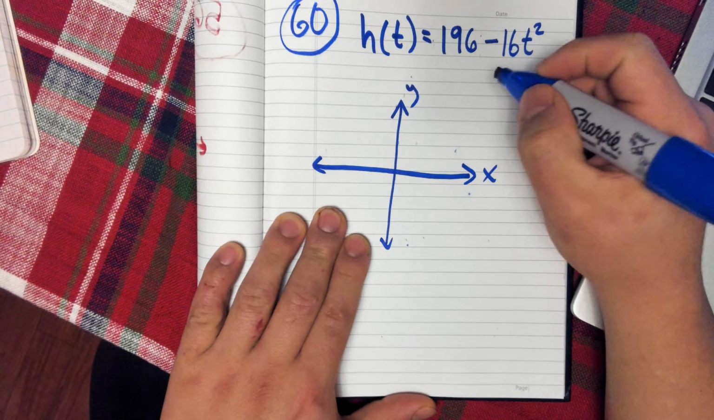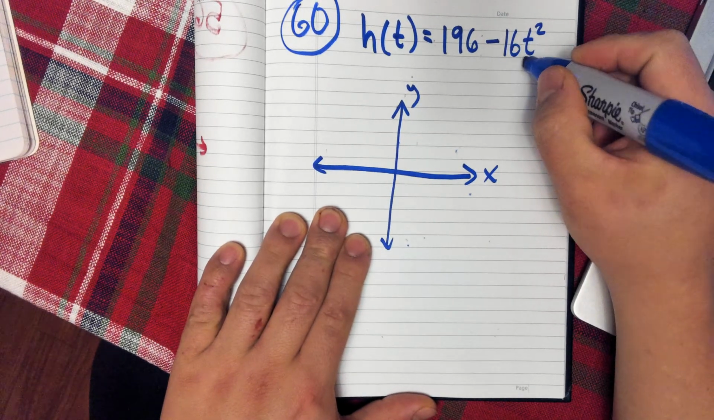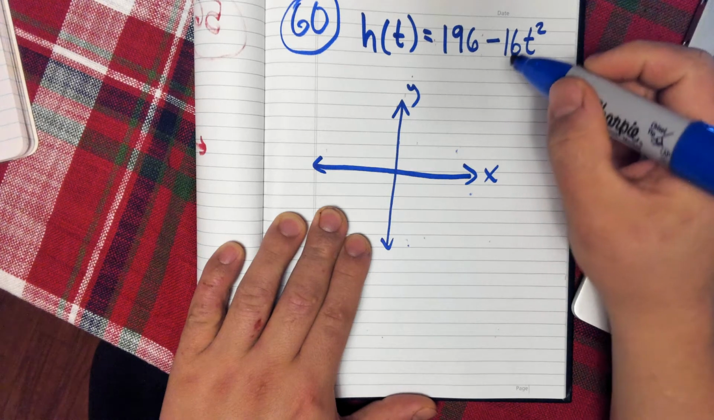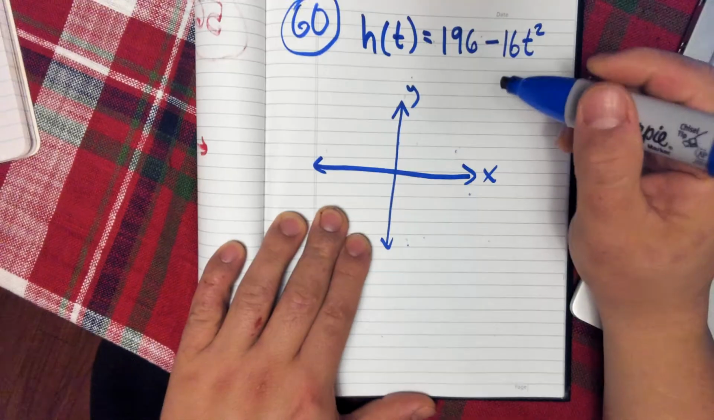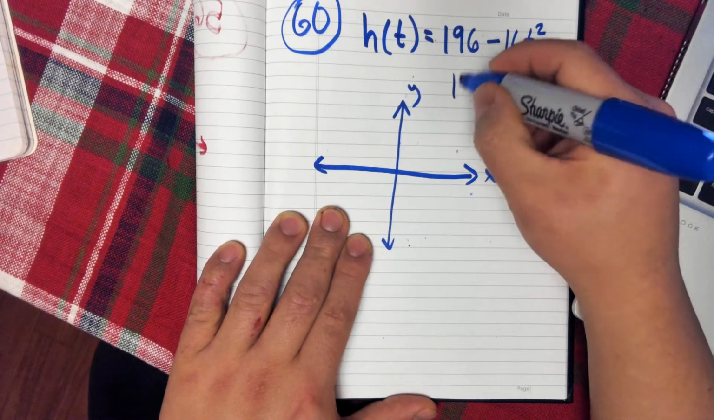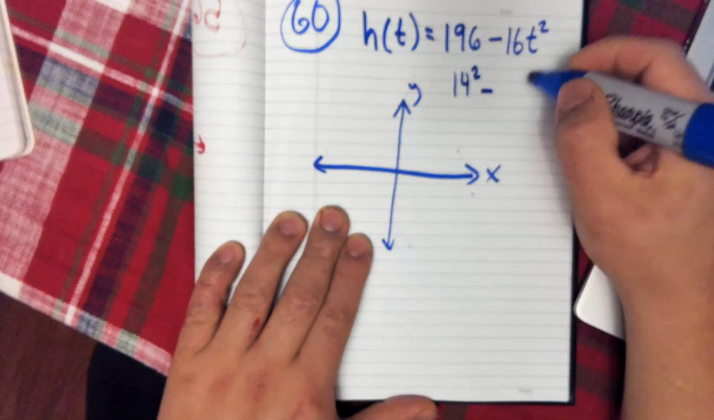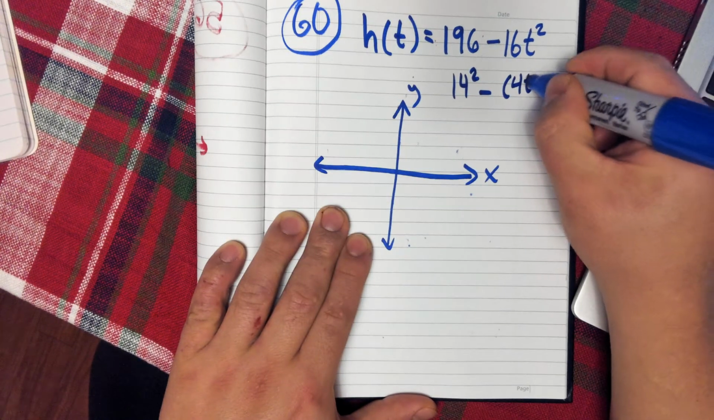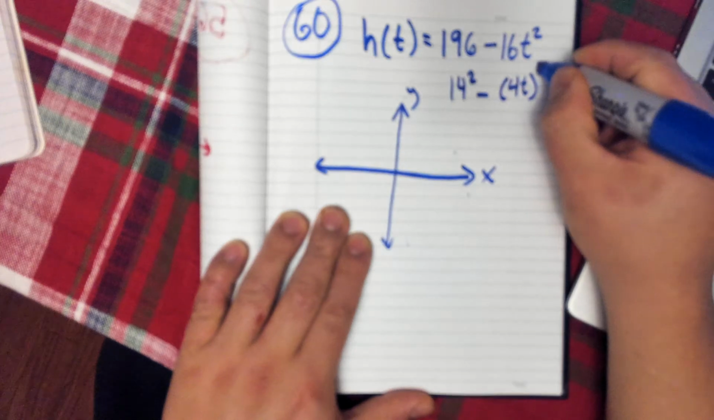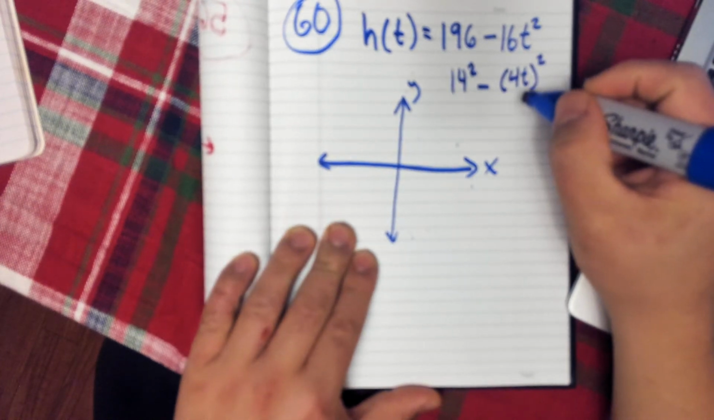That's our a, negative 16. Our b is 0 apparently, and then our c is 196. But let's do it in a different way. Let's do 14 squared minus 4t squared. For those of you who don't know why I'm doing that, follow along.